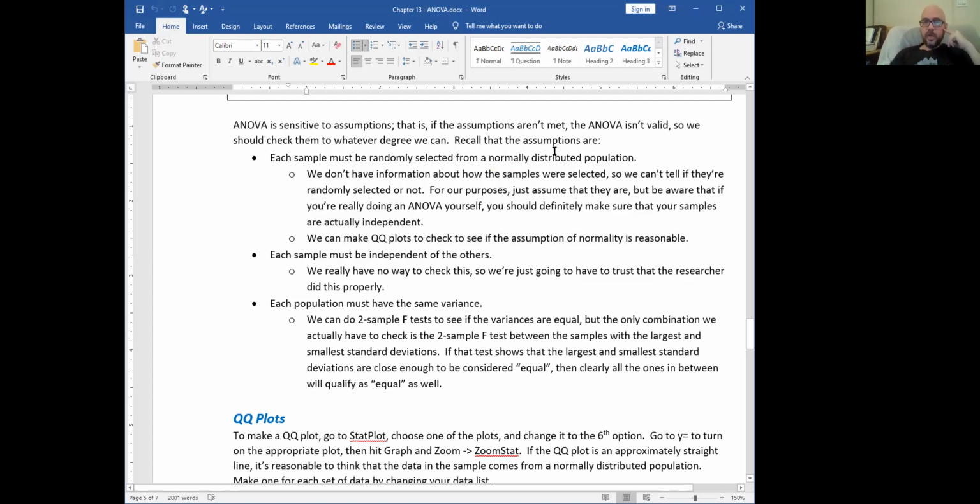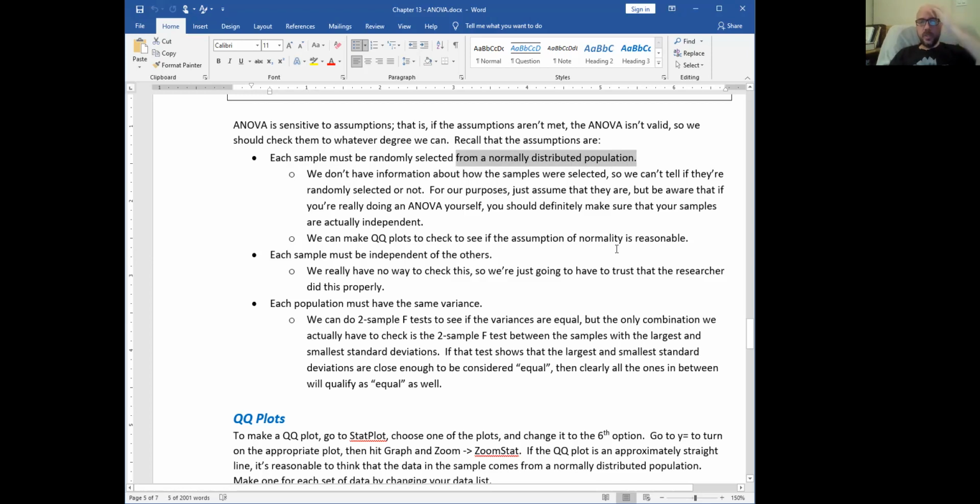So one at a time, here's what we're going to do. We're going to do the randomly selected from a normal population. Now, we can't really do this, right? That is dependent upon the researcher doing a good job of random selection. We can argue that we didn't get a very random selection this time because it's very specifically picked items for the shelves. What we can do is check to see if each one is from a normally distributed population, which, if you recall, is QQ plots.